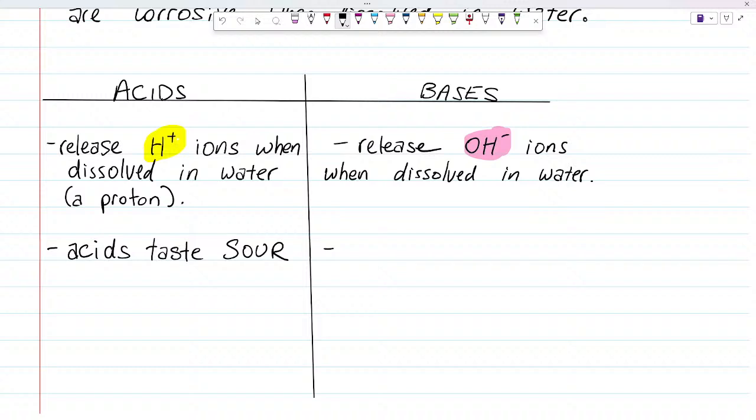Bases, on the other hand, soap contains a base. You ever tasted soap? What's it taste like? It's nasty. It is nasty. It's bitter. Bases taste bitter.